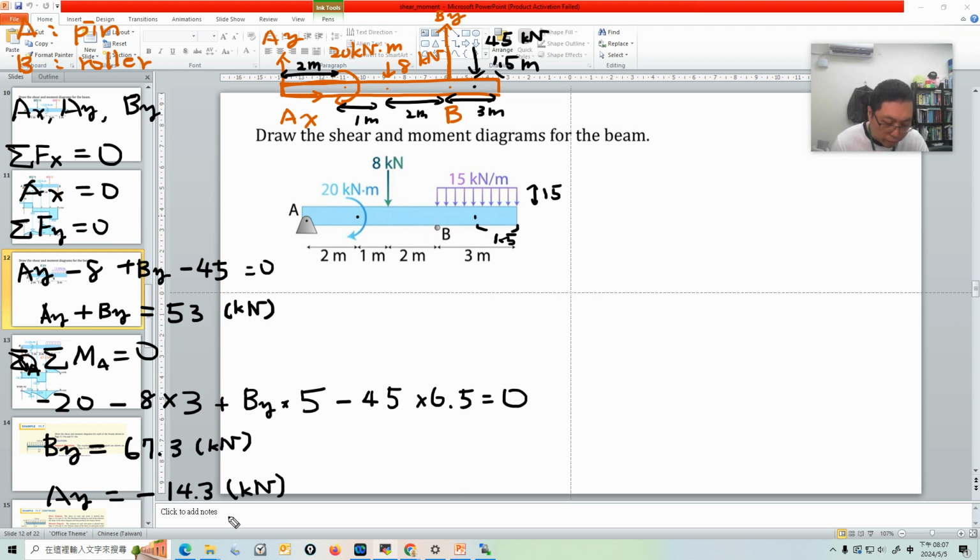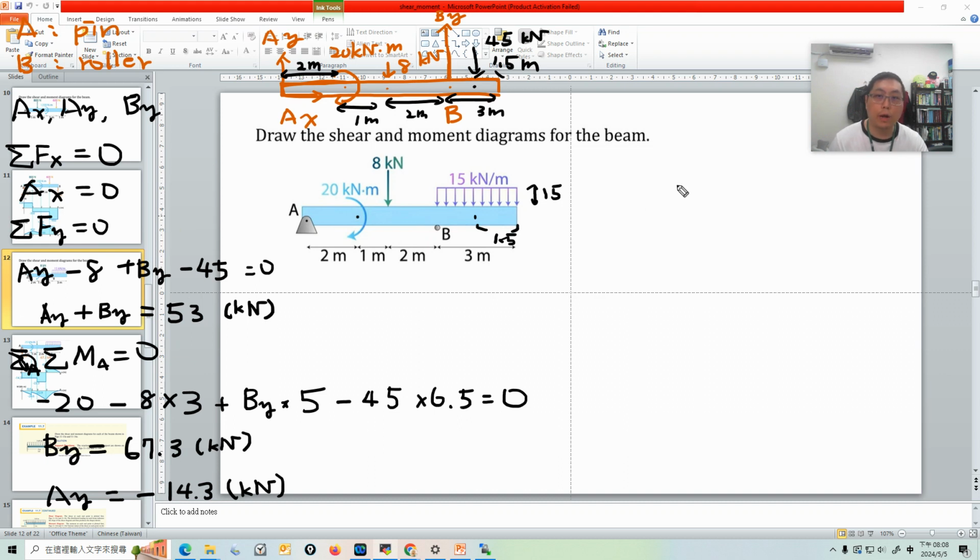Okay. Is this correct? Maybe I made a mistake. Let me see. I think it's not right. Minus 67.3. Oh, minus 40.3. Okay, minus 40. Yeah, okay. So you see the Ay is negative. That means it points downward. So we have Ay, By, and x.